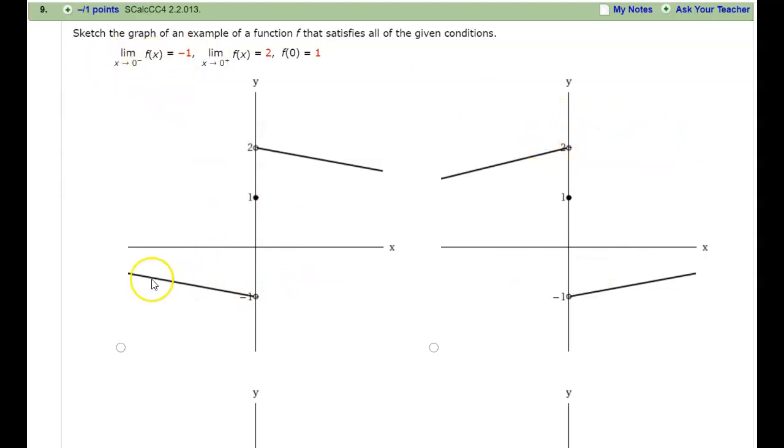It's real easy to see it. 0 from the left, so it's approaching 0 from the left. I'm going to get on the left side and travel, and it needs to go to -1. That one is. And then as x goes to 0 from the right, it goes to 2. That one is. And then it wants the function value to be equal to 1. There's a closed circle there at 1. So it looks like this is the graph.